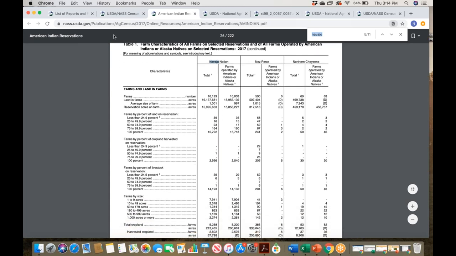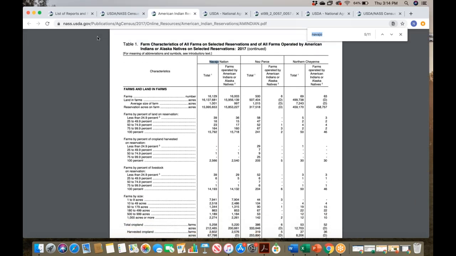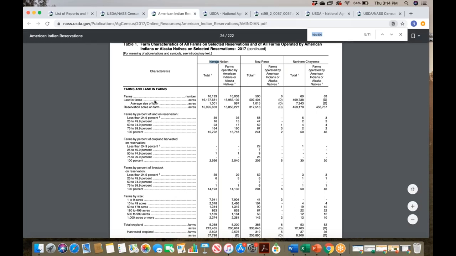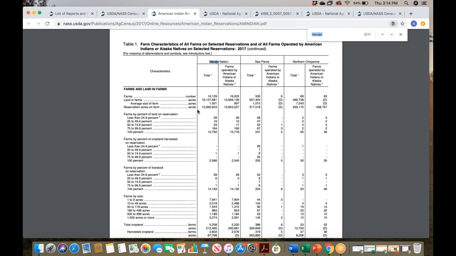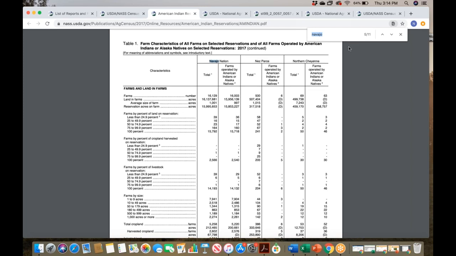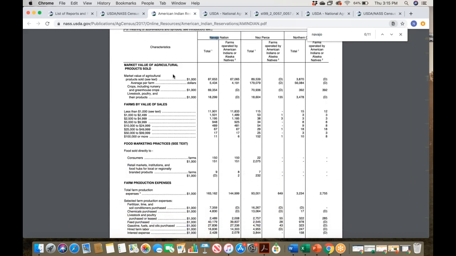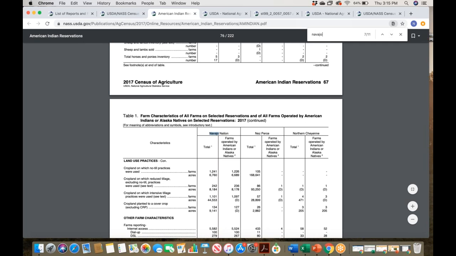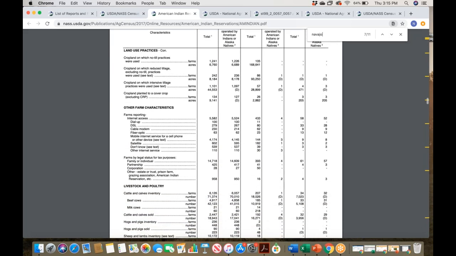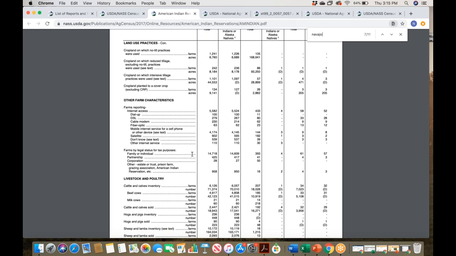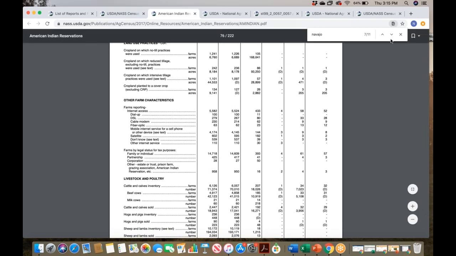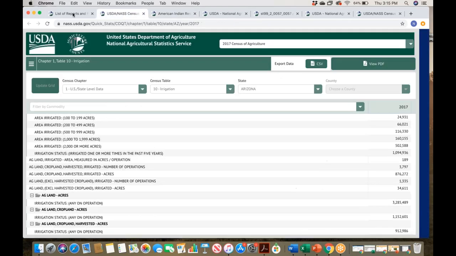Briefly, here is the type of information you might find for selective reservations. Farms, how many acres on the farm, what's the average size of a farm, and how many reservation acres on the farm. Information about cropland harvested, percent of livestock on the reservation, farms by size. There's lots more information available. Cindy showed you some tenure type information. Here's value of sales and market value of products sold, farm production expenses. So it really is pretty extensive in what you may find. There's some land use practice, some farm characteristics, including internet access and legal status of the farm. So I won't go into much more detail there, but just know it's available.